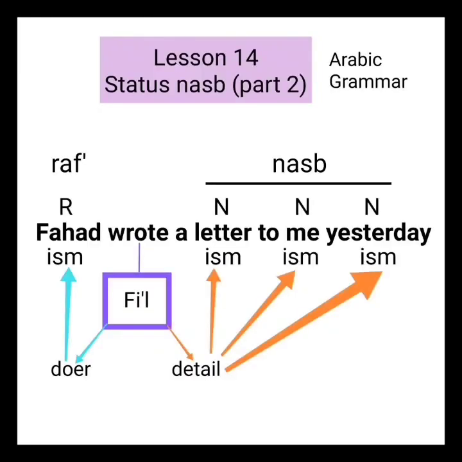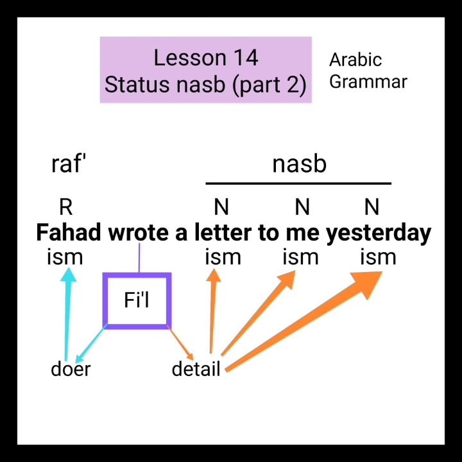Sometimes in a sentence there are more than one ism which have the status nasab. For example, Fahad wrote a letter to me yesterday. In this sentence, wrote is a fail. When we have a fail, we see which ism is the doer of the fail and which ism is the detail of the fail. Here Fahad is the doer because he has done the fail of writing, so the status of Fahad will be Rafa.